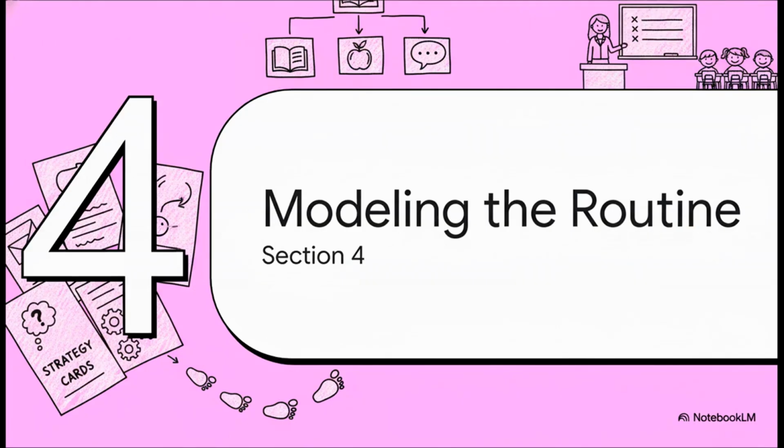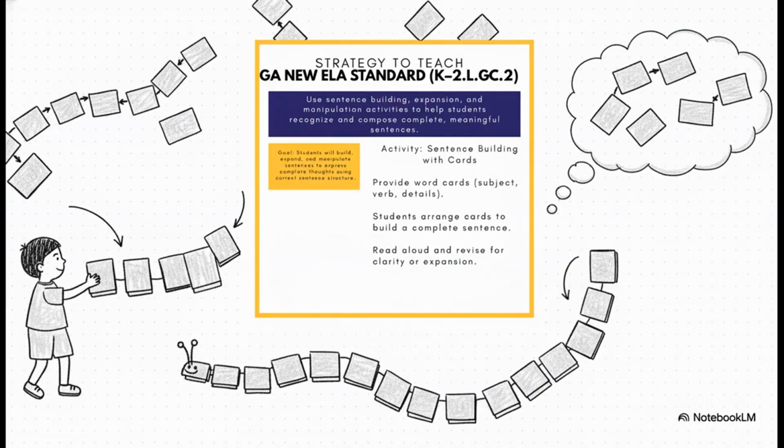We're going to grab our second key resource, the strategy card, and walk through a classroom routine step by step. So the strategy is called sentence building with cards. It's this awesome, hands-on, multi-sensory activity where students get to physically move words around to build, expand, and even fix sentences. It's super engaging and makes a really abstract concept like sentence structure feel totally concrete.